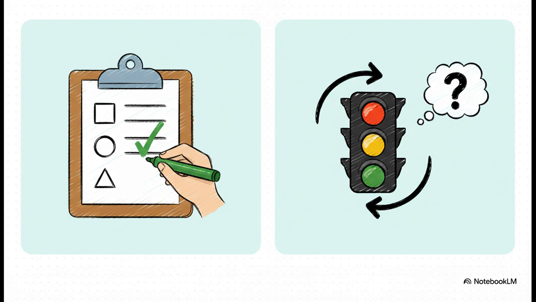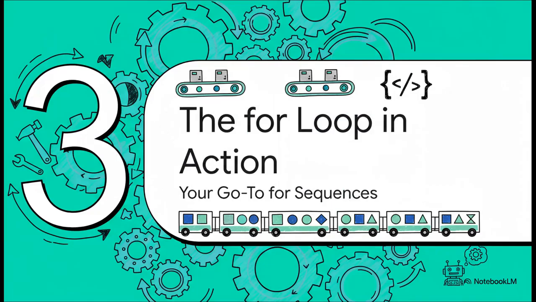On the other hand, you've got the while loop. This one's for when you don't know how many times you need to repeat. It just keeps on going as long as a certain condition is true. It's kind of like waiting at a traffic light. It's going to stay red until something happens to change it to green. Let's start with the for loop, because honestly, this is the one you're probably going to use like 90% of the time. It is the absolute workhorse of looping in Python.